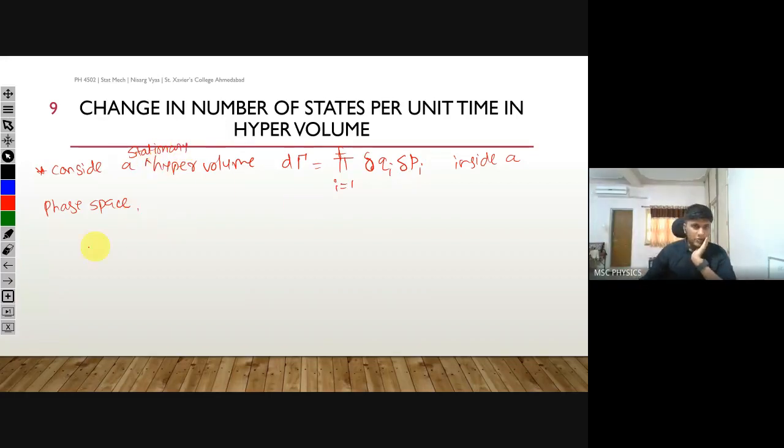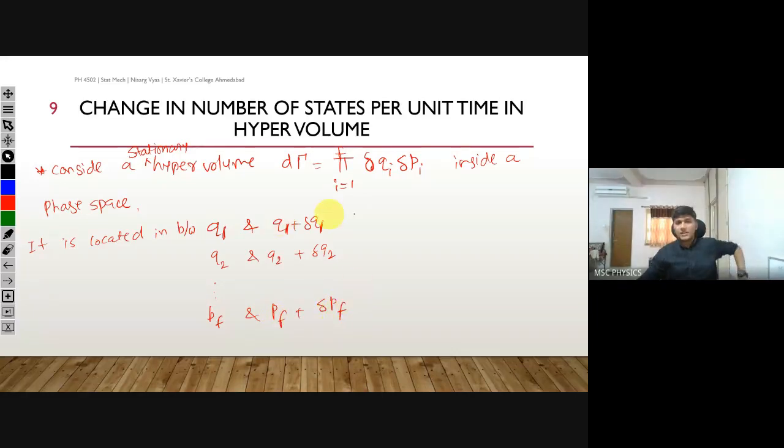Okay. Now, if this is the hypervolume, where is it located? It is located between qi and qi plus delta qi, not at. In between q1 and q1 plus delta q1, q2 and q2 plus delta q2, up to pf and pf plus delta pf. It is located somewhere around those regions.